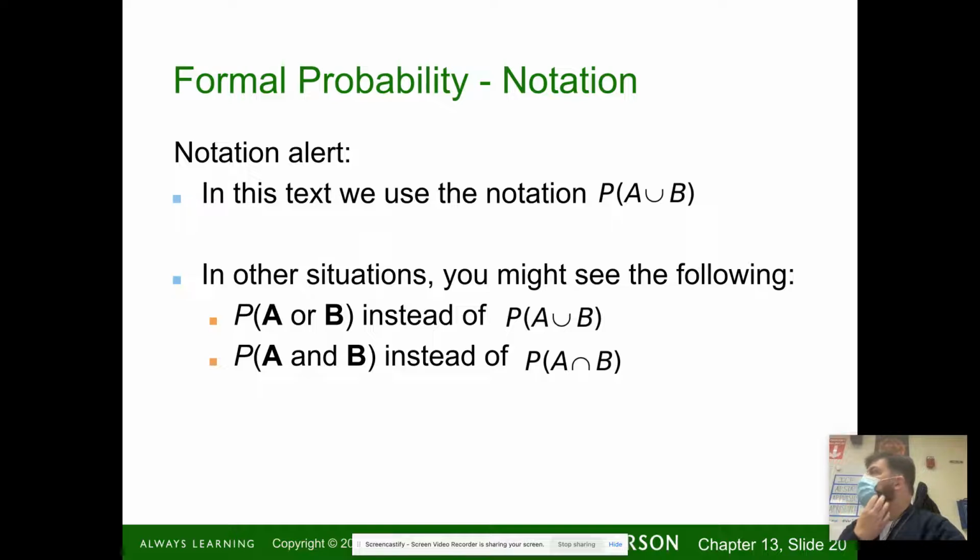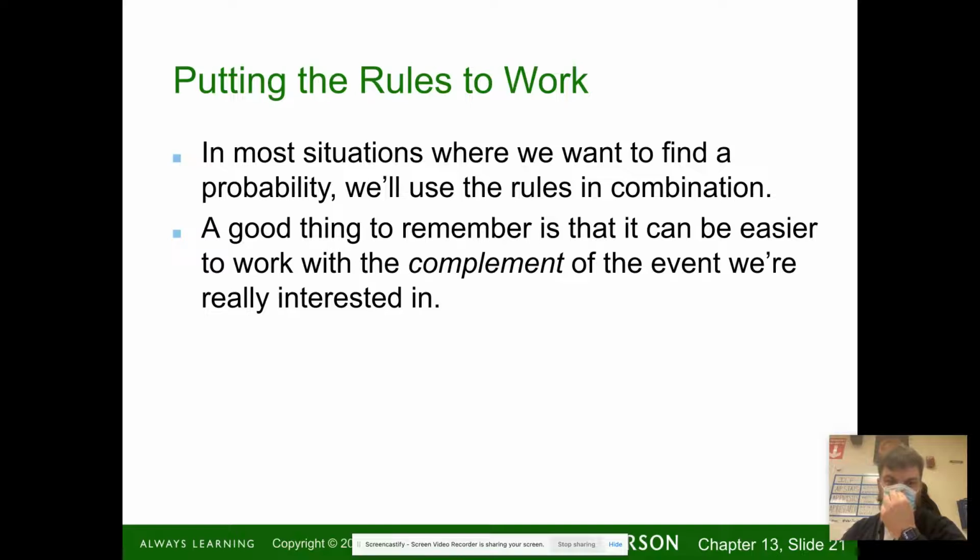The clue is like when you get your homework: if it says, what's the probability of this or this occurring, you would use addition. If they say, what's the probability of this and this, you probably will use multiplication, but you have to be careful, okay? In most situations where we want to find a probability, we'll use the rules in combination. A good thing to remember is that it can be easier to work with the complement of an event that we are really interested in.